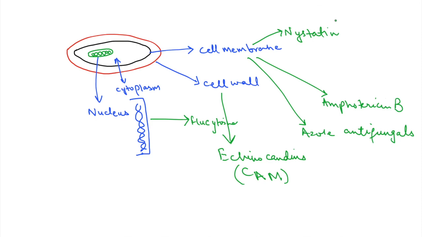The next class is griseofulvin. This drug inhibits the fungal mitosis.